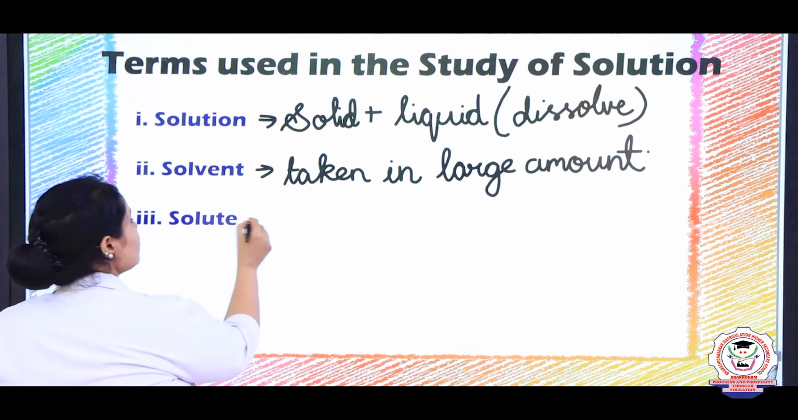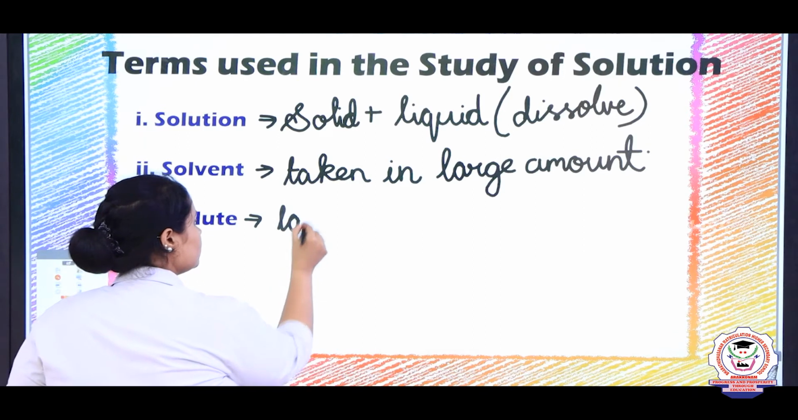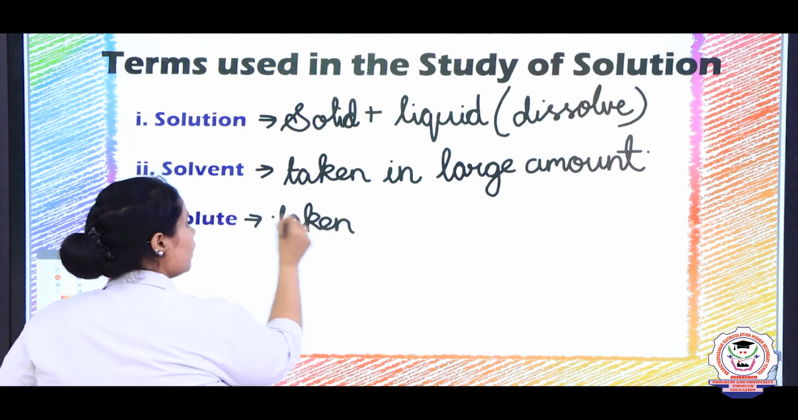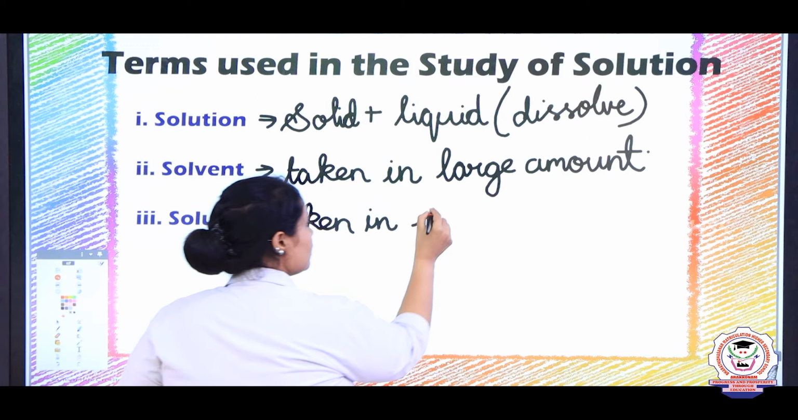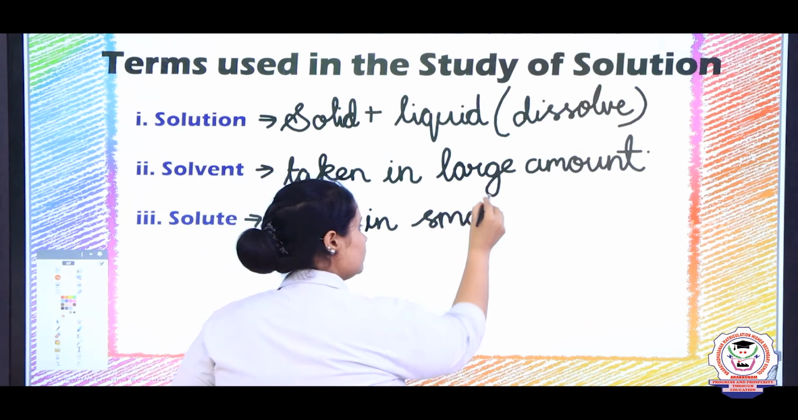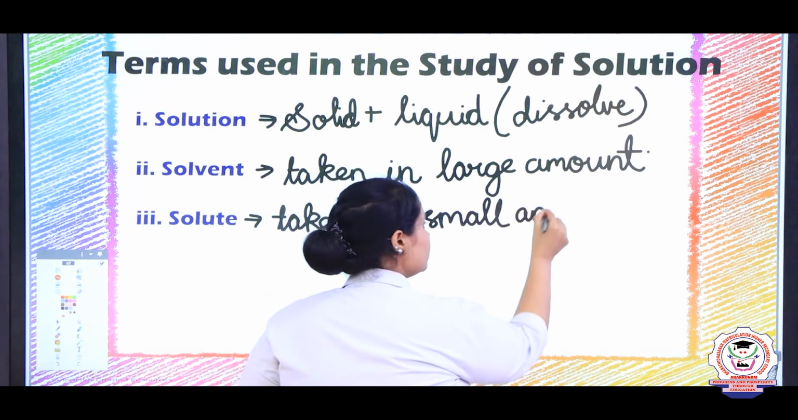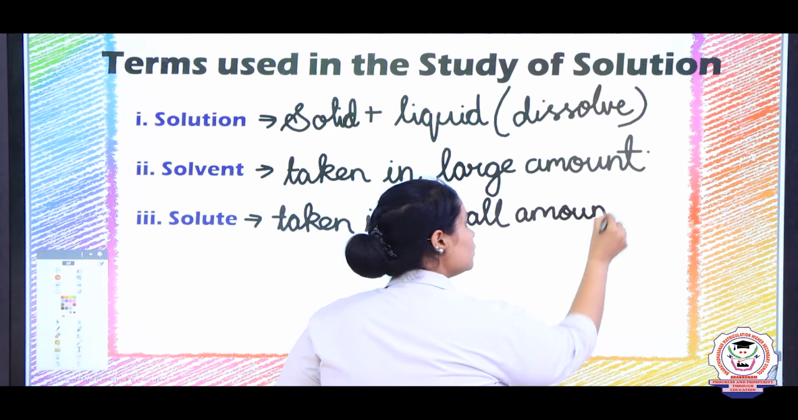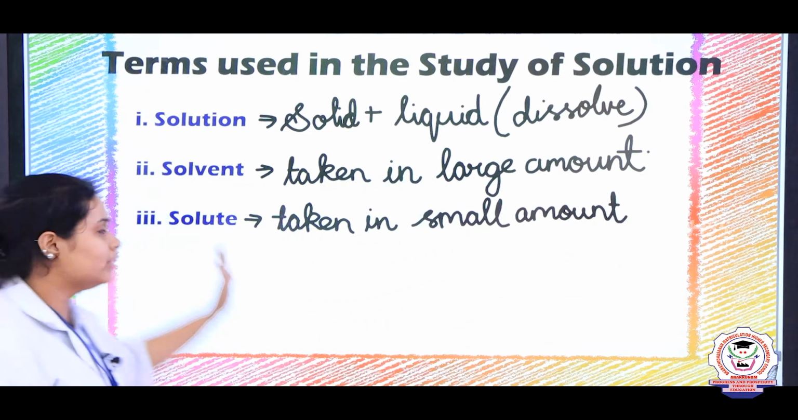So what is this solute, children? Taken in small amount. Okay? Yes, so these are the three major things.